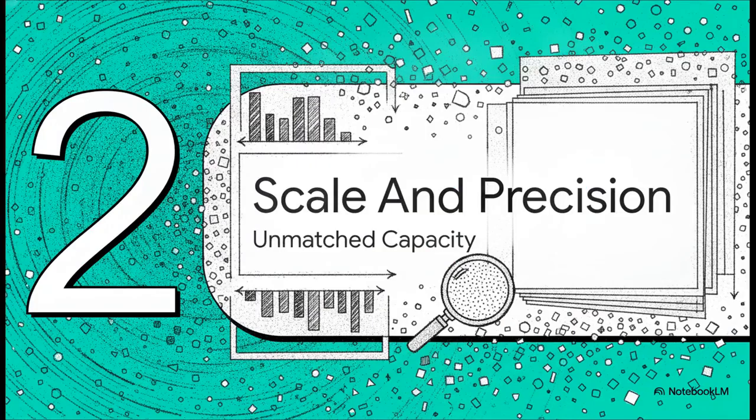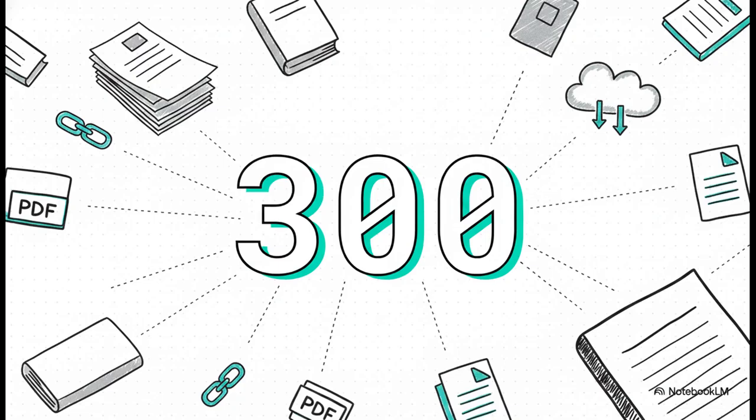Moving right along to Section 2, massive scale and precision. Let's talk about the unmatched capacity of this tool. So, you might be wondering, just how much information can you actually stuff inside this walled garden? Well, the numbers are genuinely staggering. You can upload a massive 300 different sources per notebook if you're using the Workspace Plus version. And even for free users, it's still a hefty 50 sources.